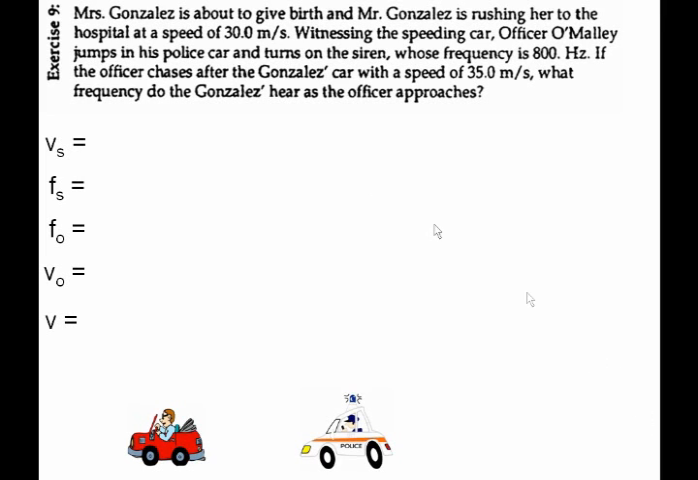All right, the last problem, Mr. Gonzalez's wife's giving birth. She's being raced to a hospital at 30 meters per second, and Officer O'Malley jumps in his car, turns on his siren, which has a frequency of 800 hertz. So this tells us the police car is the source. So I can put down the frequency of the source, and it says the speed of the source is 85. He's trying to catch up to him.